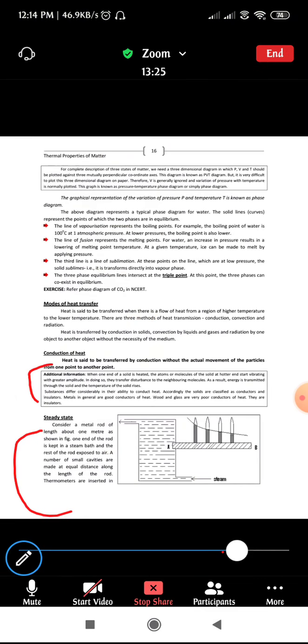Okay, fine. Let us see what we mean by steady state. For studying steady state, we have an experiment to conduct, so that by that experiment you can easily understand what steady state means. Let me explain the theory part first. I'll just read out the theory part, and next I'll explain the figure, how it works.